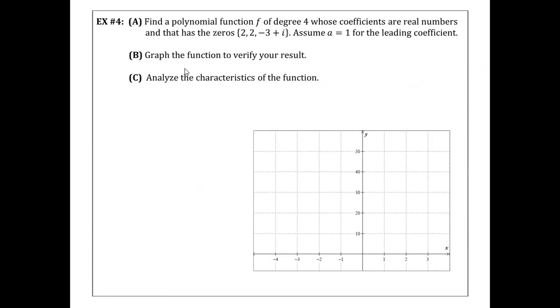Hopefully I left you enough room. The first thing we're going to do is write this in factored form. So it'd be x minus 2, and the other is also 2. They're both positive 2s. So you have x minus 2 squared. If I have 2 zeros at 2, it's telling me that it's a double root at 2.